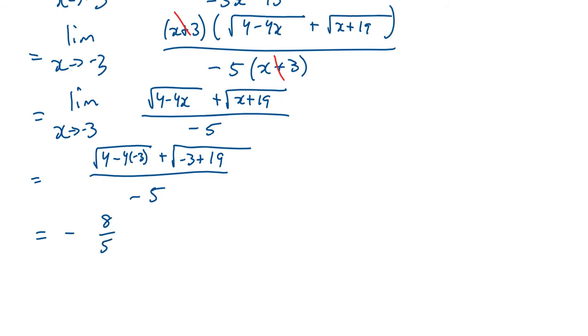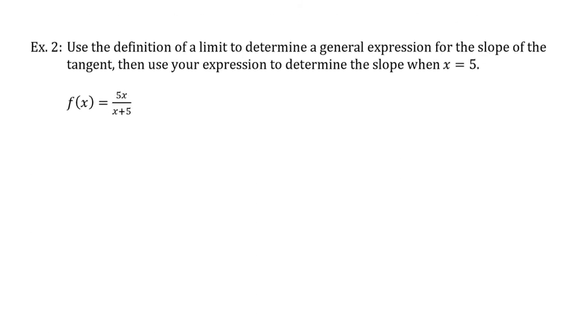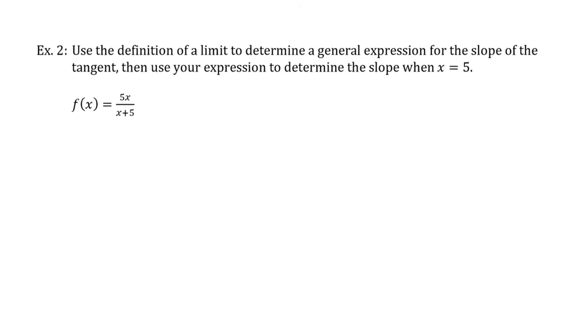Okay, and those are all the types. We saw a little bit of the factoring type. Those are how you can solve indeterminate limits. Okay, the other kind of question we're going to do here. Use the definition of a derivative, that's a mistake, of a derivative, to determine a general expression for the slope of the tangent, so we can't sub in at the beginning, so it's a little bit more work, then use that expression to determine the slope when x is 5.